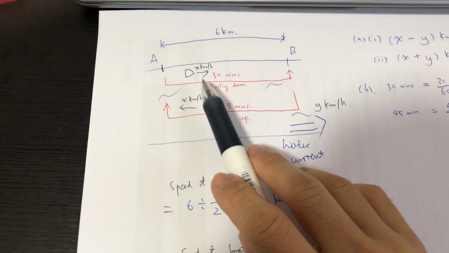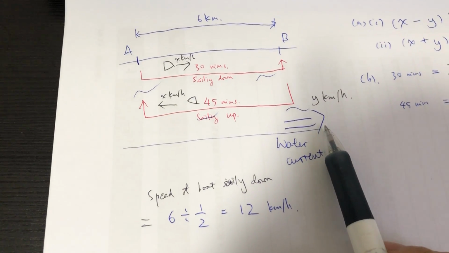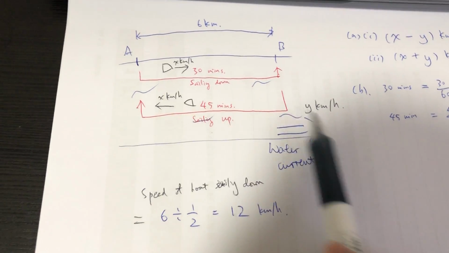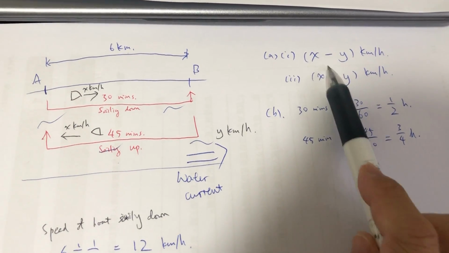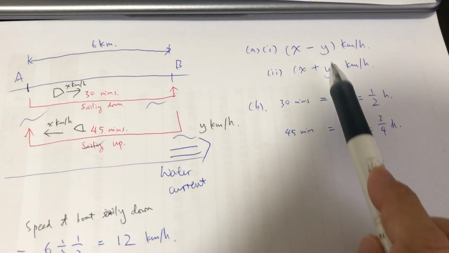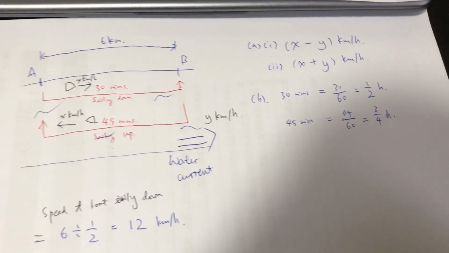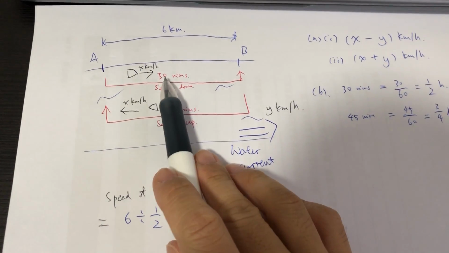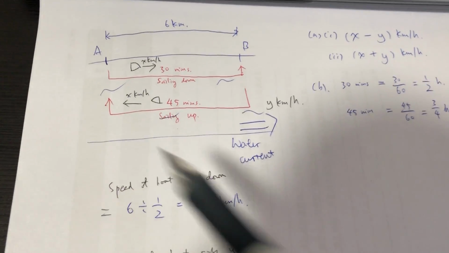The first is x and y representing the speed of the boat and the water current. It is provided by the question. And you know that x and y can be represented as x minus y and x plus y. This is the speed of the boat sailing up and sailing down. On the other hand, the value is given. Distance is 6 kilometers, and the time the boat uses is 30 minutes and 45 minutes.